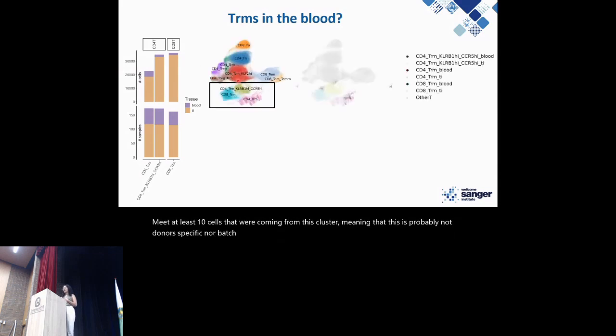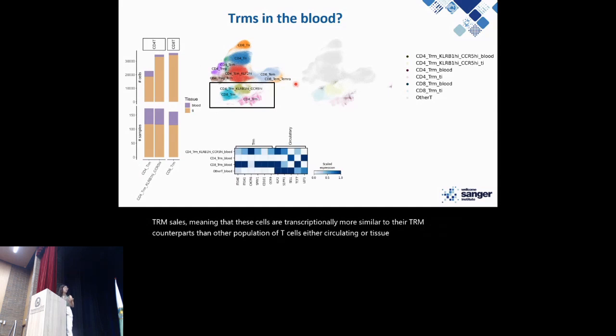These cells were clustering together with the terminal ileum TRM cells, meaning that these cells are transcriptionally more similar to their TRM counterparts than other populations of T cells, either circulating or tissue specific. In terms of gene markers, they were also expressing higher levels of genes associated with TRMs compared to other cells from the blood. Similarly, they were downregulating genes associated with circulatory cells.